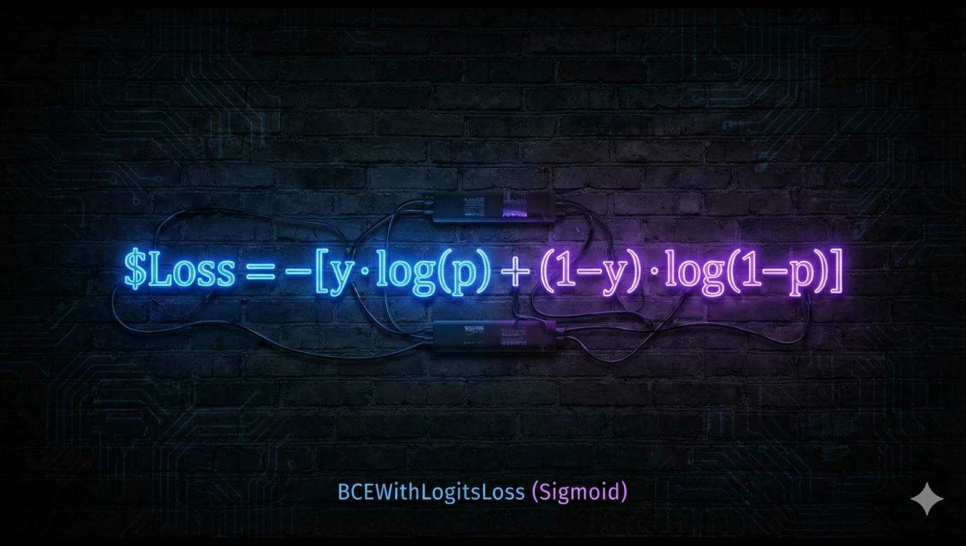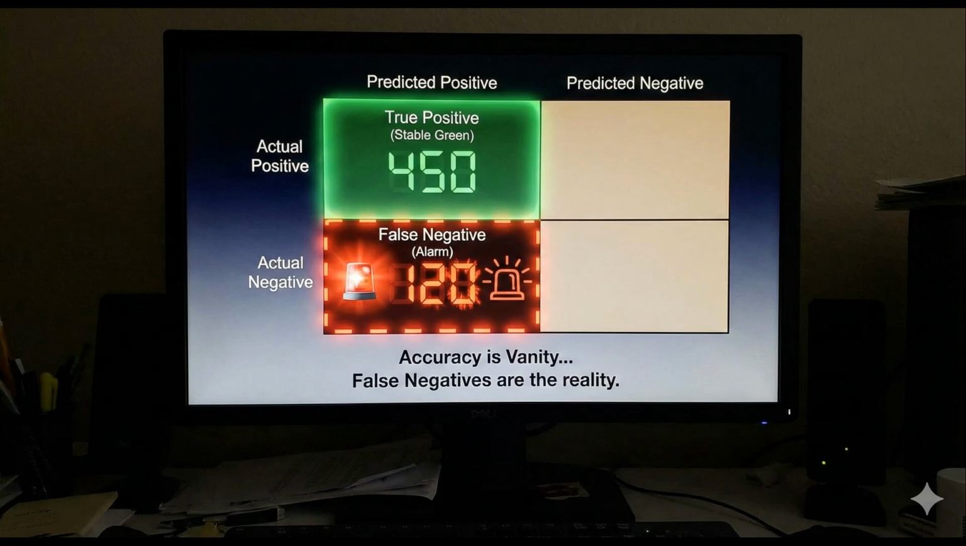I didn't just watch the accuracy. In anomaly detection, accuracy is a vanity metric. If I have 99 good bottles and 1 bad one, and I guess good for all of them, I have 99% accuracy, but I've failed my job. I track false negatives specifically. A false negative is a defective bottle that the model thinks is clean. That is the worst-case scenario.